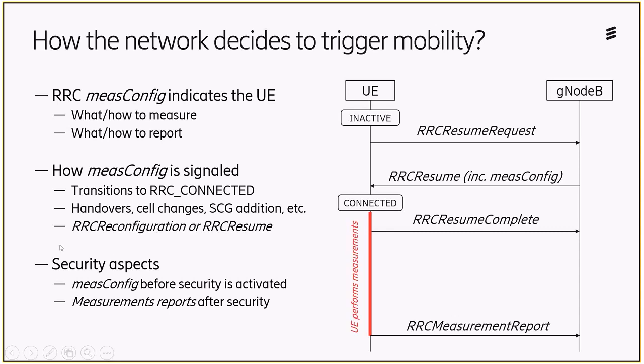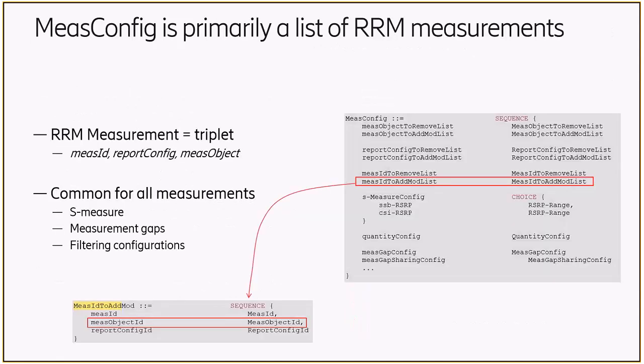There are some security aspects also to be mentioned. Meas config does not require security to be activated before it's provided to the UE. The reason is that the understanding is that there is not much sensitive information provided to the UE in the configuration. On the other hand, the measurement report contains sensitive information such as location, because you report the cells you're listening to, and then you can do triangulation. It's one of the reasons you don't report before you set up security. So it's required to set up security before the reports.